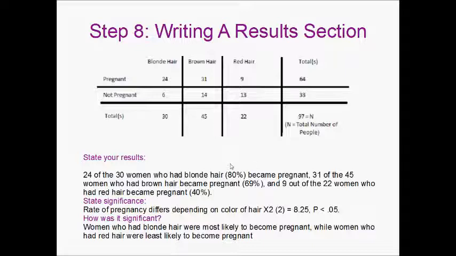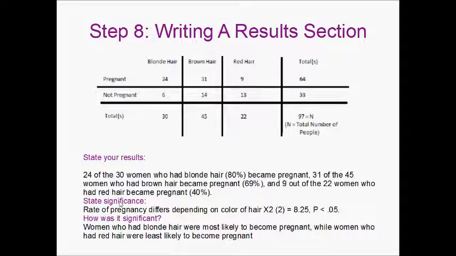So in writing our results section, what we're going to do, first part of this is going to be writing out our data. So this is simply going to be saying that 24 of the 30 women who had blonde hair, 80% became pregnant. 31 of the 45 women who had brown hair became pregnant, and 9 out of the 22 women who had red hair became pregnant. So you're going to say the number of the first row out of the total became whatever, in this case pregnant, and you're going to do that for all 3.